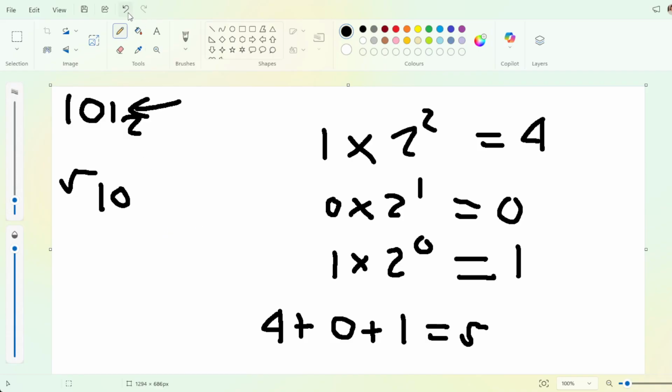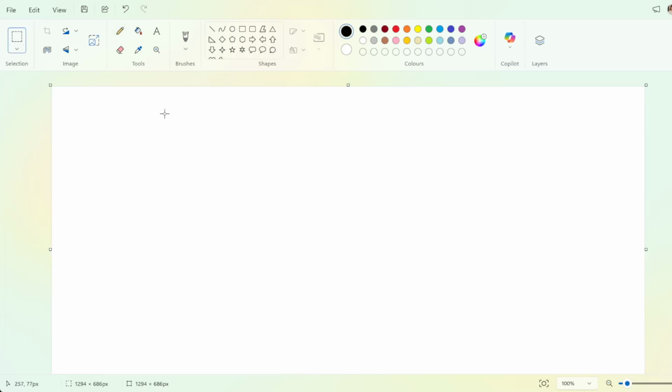And for the next one, I'll be converting decimal to hexadecimal. Our problem is 26. To convert the decimal number 26 to hexadecimal, we use repeated division by 16 until our quotient reaches 0. Then we read our remainders from the bottom to up.